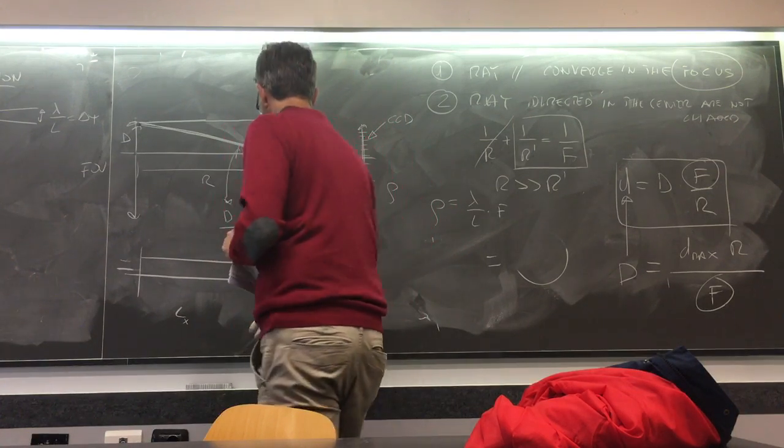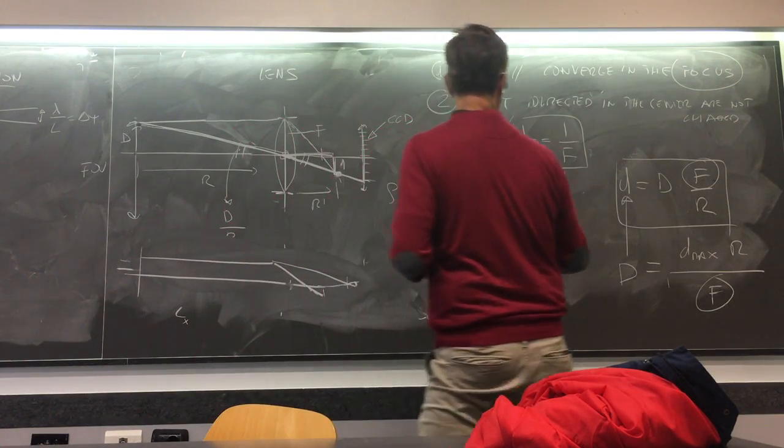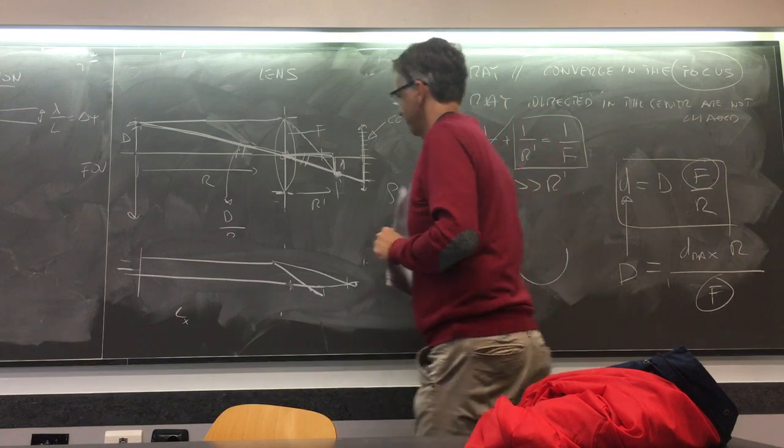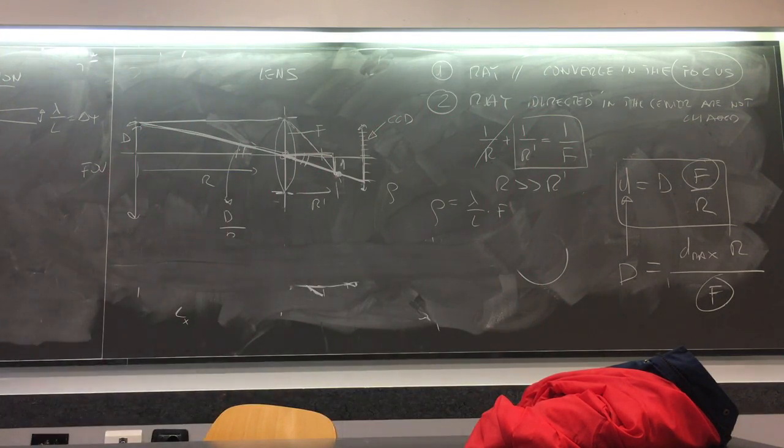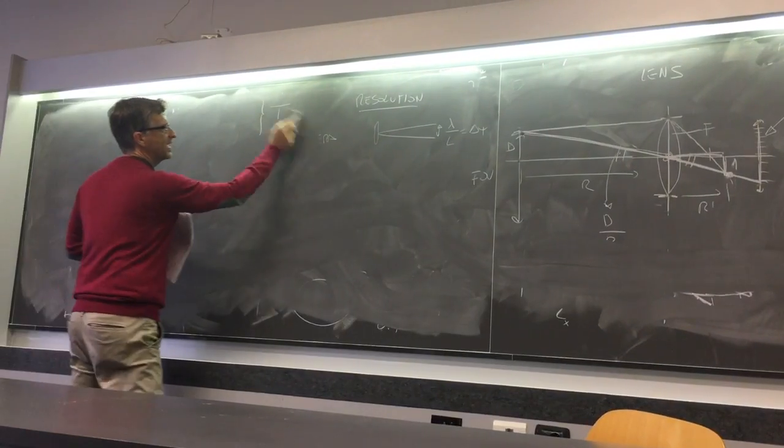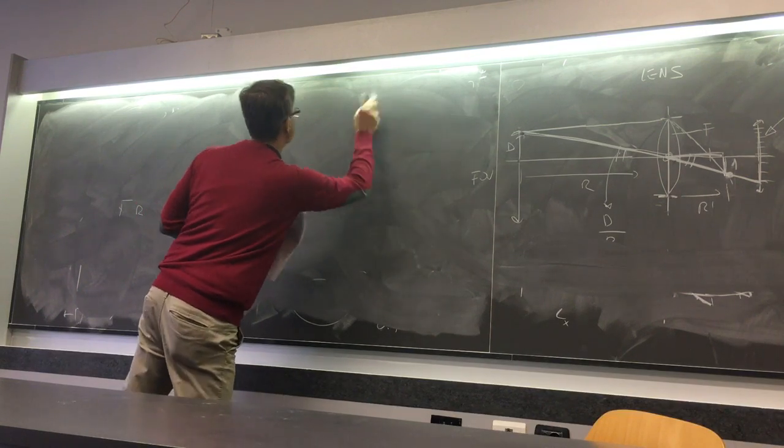Divided by focus, no. Divided by, multiplied by L first, okay? So, let us make some example. As an example, I take the retina display. Okay, retina display is the retina camera.